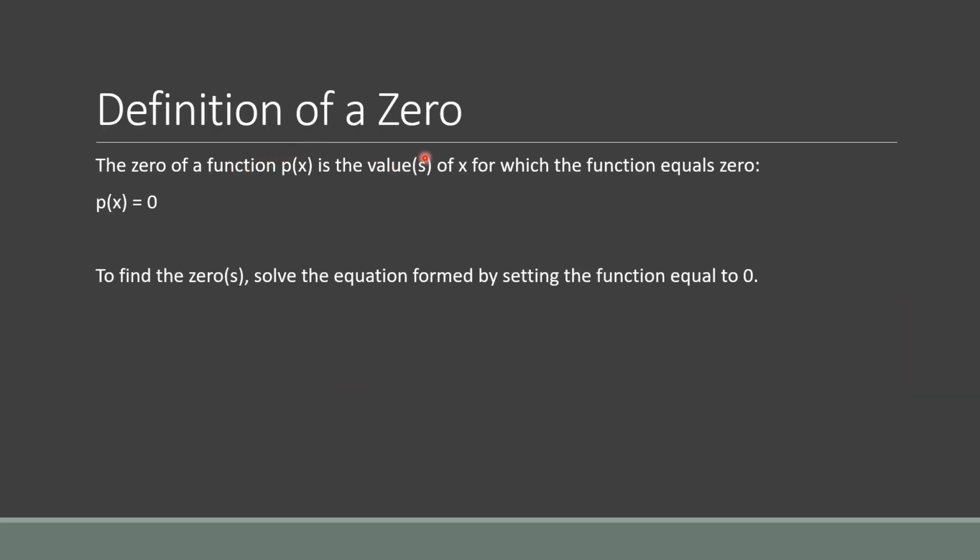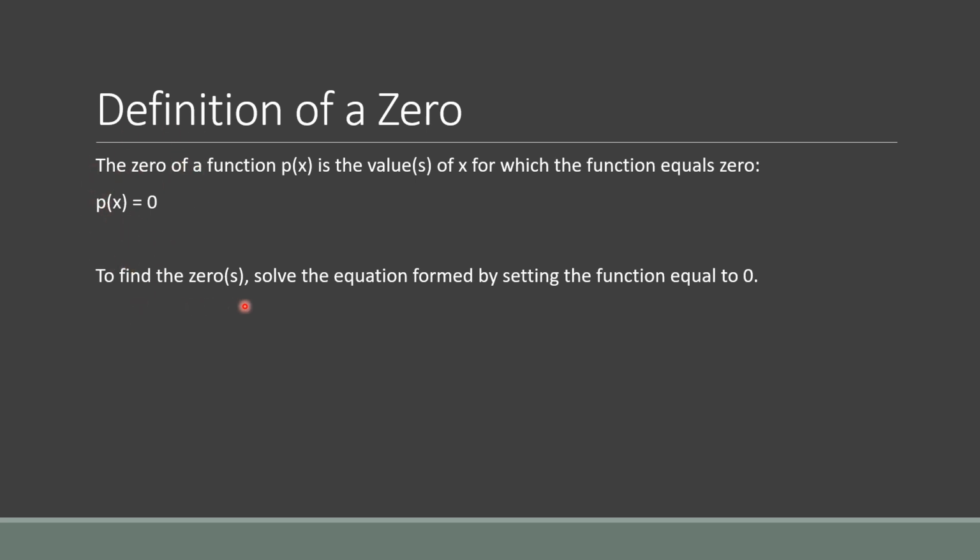Definition of a zero of a function. The zero of a function p of x is the values of x for which the function equals 0. The values of x that put the whole function equal to 0. And if the function is p of x, then the zeros will be the values of x that will make p of x go to 0.